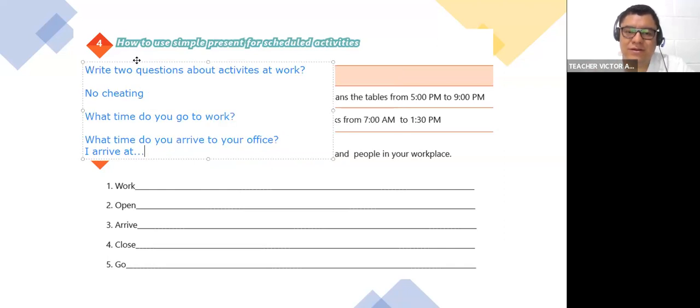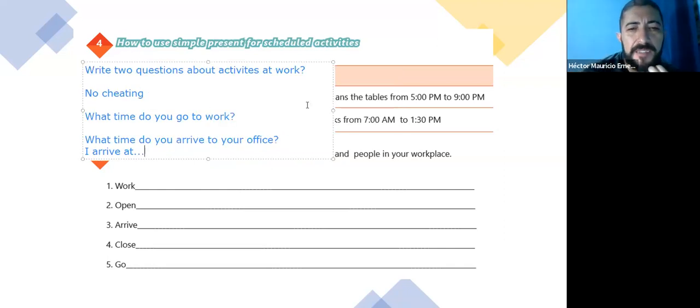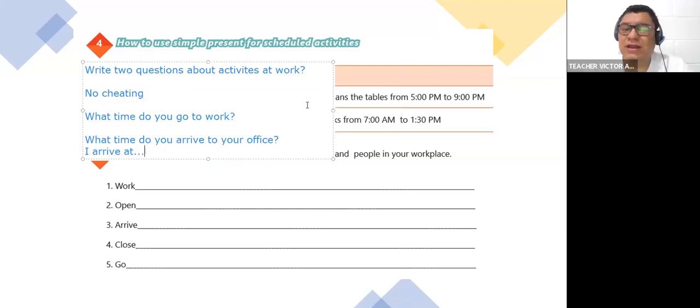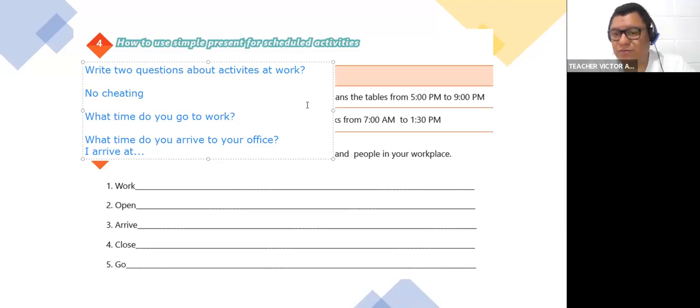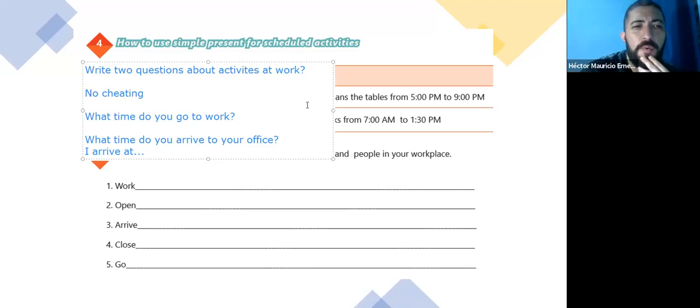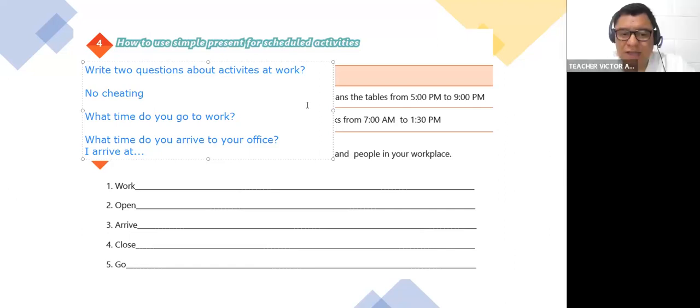No? It's only a sentence, one sentence, teacher. Not like a sentence. Right now, you're gonna write 2 questions, and the sentences will depend on the answer from your partner. And the verbs we use: work, open, close, go. You can use those, or you can use other verbs that you know, but the important thing is that they are related to work activities, right?